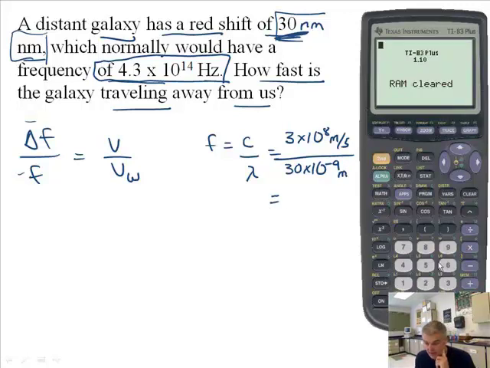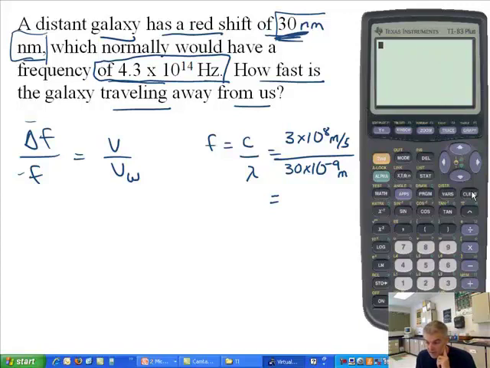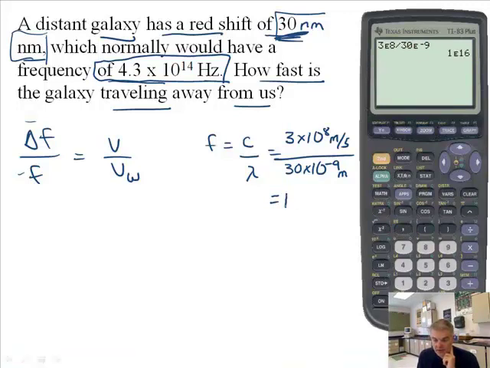So my hertz, now I'm going to get in my calculator here, and I'm going to clear it. So I'm going to say 3 second function E 8 divided by 30 second function E negative 9, and I get 1 times 10 to the 16th hertz. That's my change. Okay? So now, what is my change in frequency? This is this many hertz.